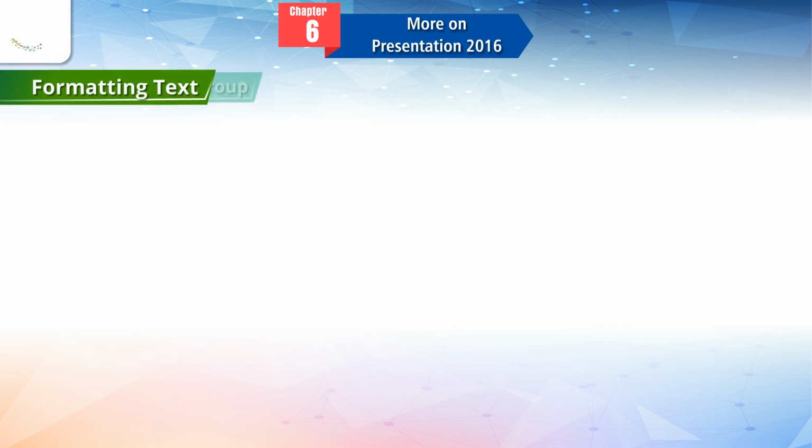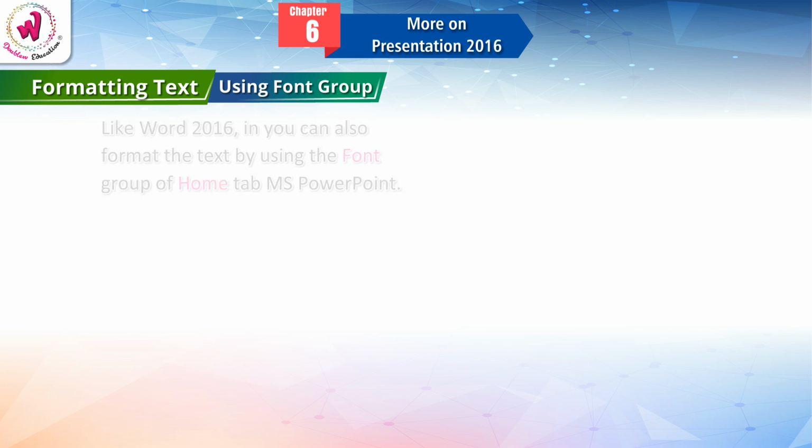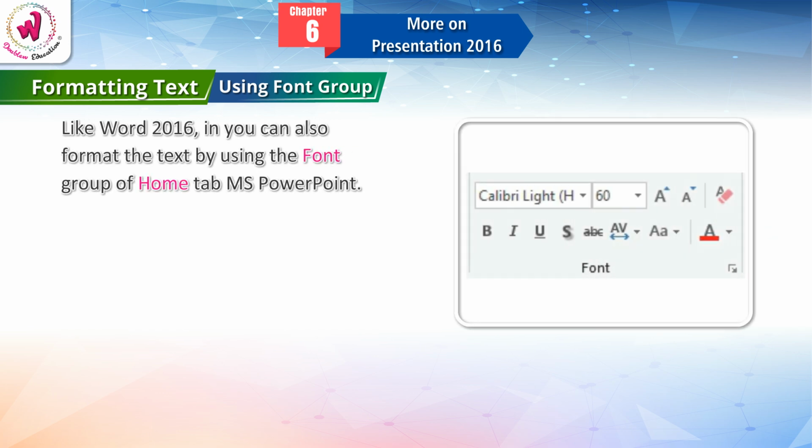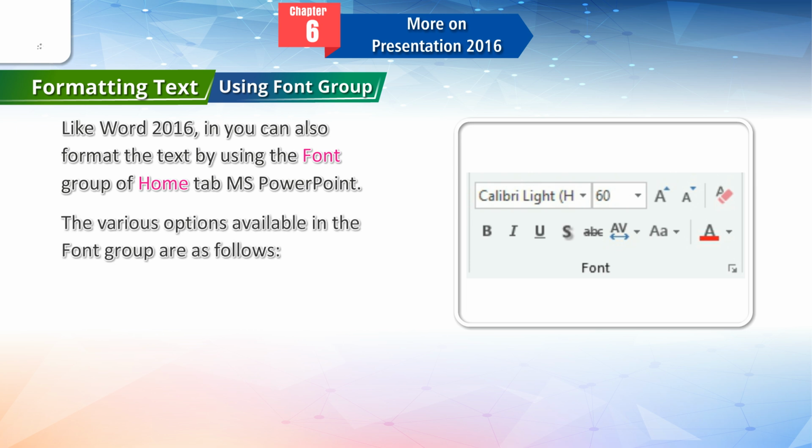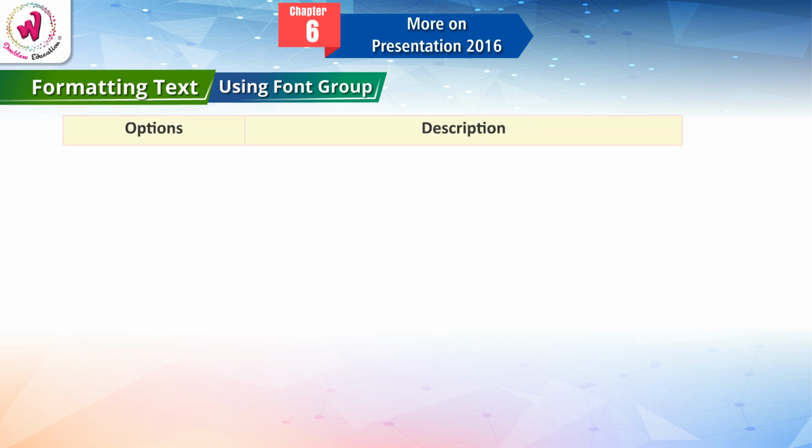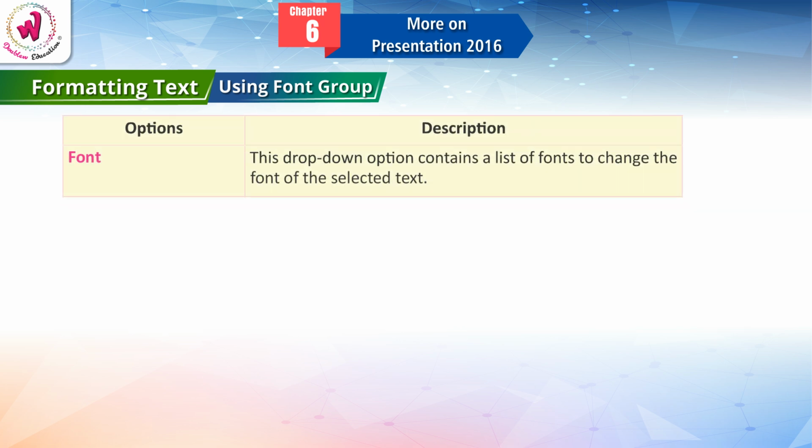Formatting text. Using font group. Like Word 2016, you can also format the text by using the font group of the Home tab in MS PowerPoint. The various options available in the font group are as follows. Options, description. Font. This drop-down option contains a list of fonts to change the font of the selected text.